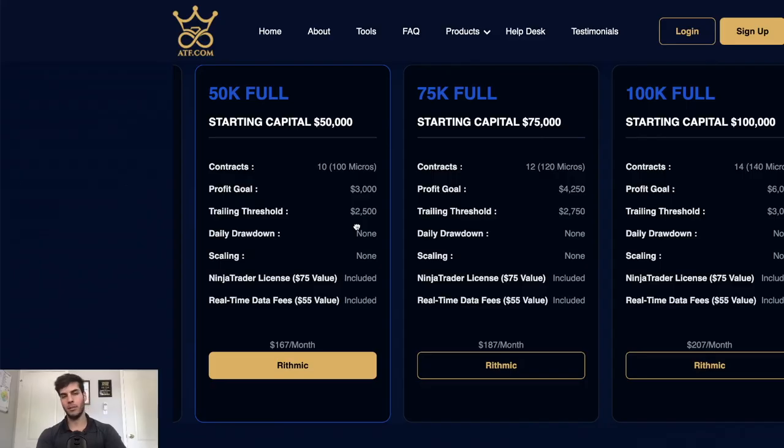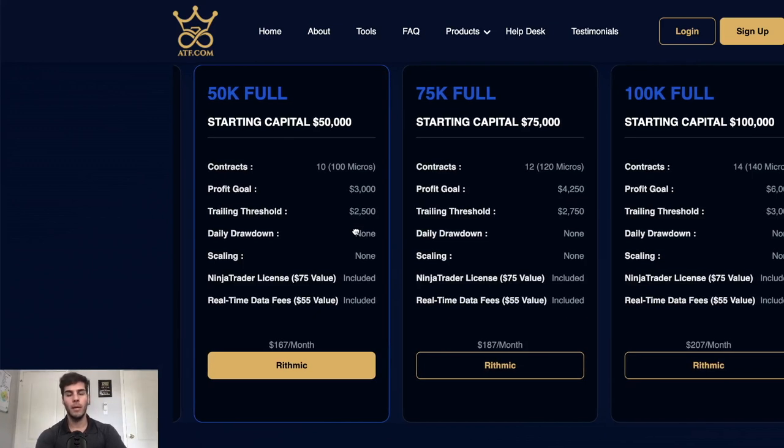I believe the best option is trading the 50K accounts with Apex. The reason why is because it's the best bang for your buck, and that is because of the profit goal and the trailing threshold. So as you can see on the screen, you can trade up to 10 contracts, which is massive size. You don't want to trade anywhere near that. And we'll go into a video explaining this, but I actually traded micros on these accounts.